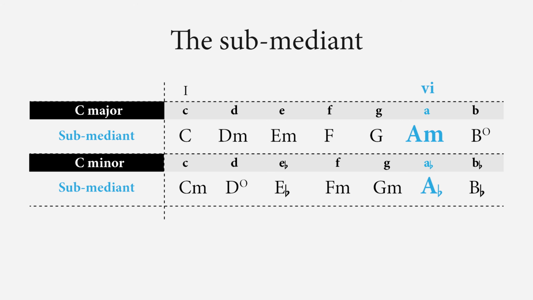Now the submediant is the chord on the 6th degree. Combining this chord with the tonic results in the same peaceful tonic sound that we've heard with the mediant E minor.